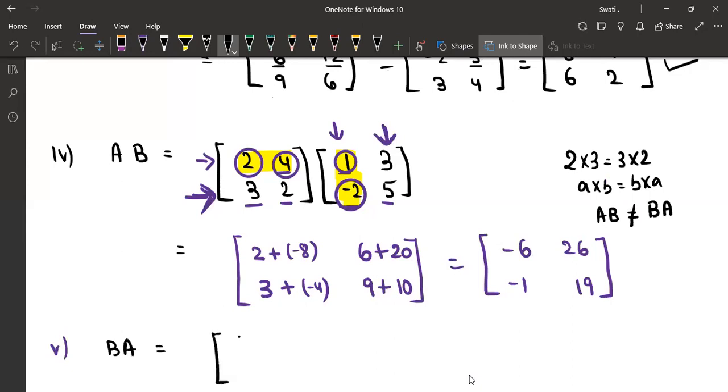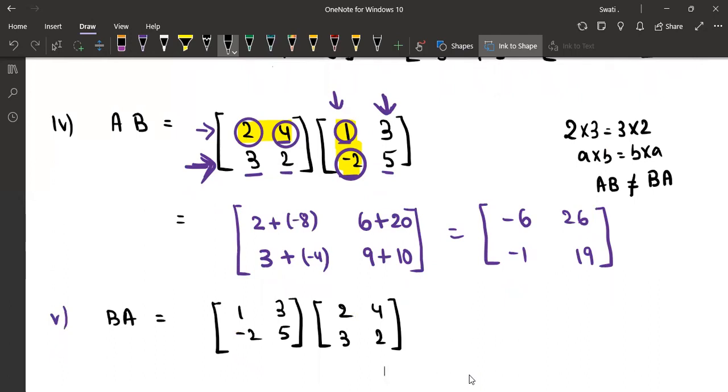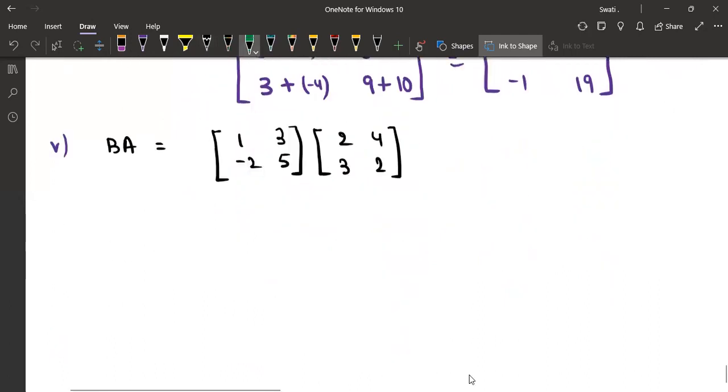So let's write down the entries. That is 1, 3, negative 2, 5, and the entry of B is 2, 4, 3, and 2. Okay. So you know how to simplify this. What are we going to do? Same thing. Let me write down the first row and first column. So 1 times 2 is 2. That means this with this and this with this, and between them a plus sign. So 1 times 2 is 2 plus 3 times 3 is 9. This is the first entry.